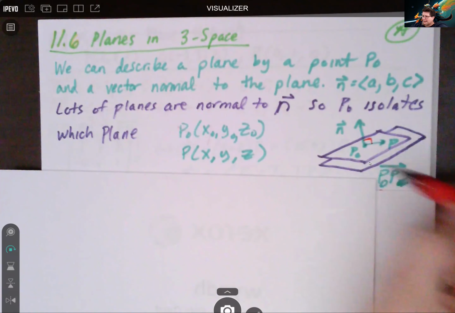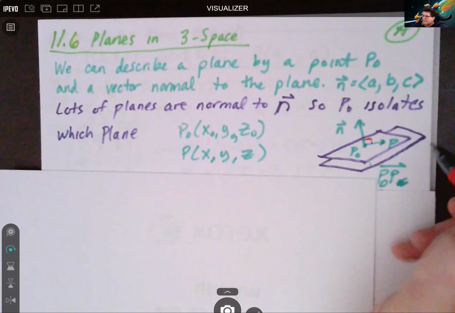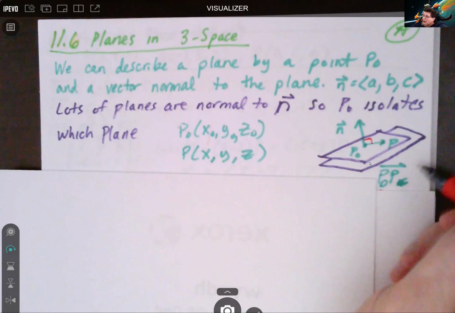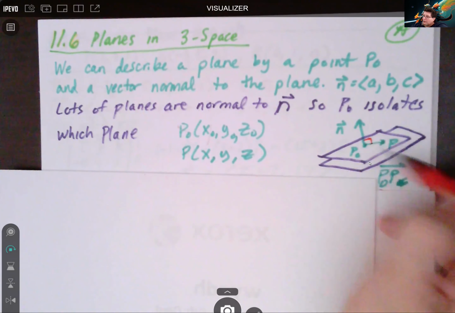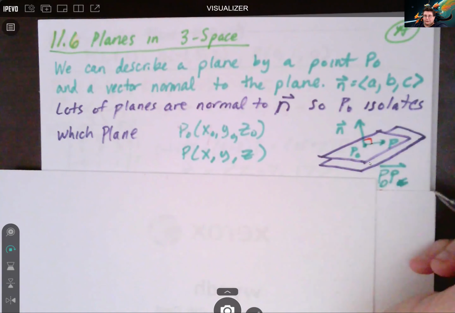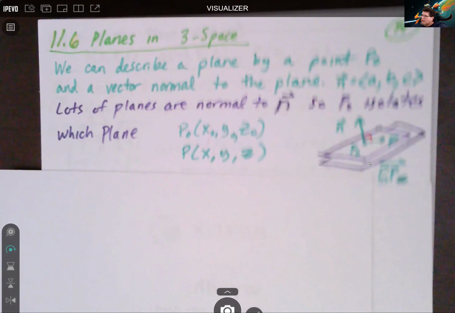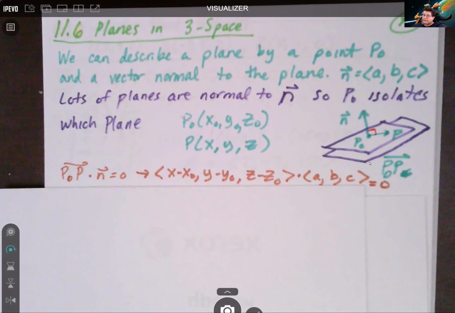Well, if we use P naught with coordinates x naught, y naught, and z naught, and pick some other point P in the plane with x, y, and z, we can see that this relationship has to be true. The vector P naught P and the vector n need to be orthogonal. So how can we confirm P naught P and vector n are orthogonal? We had a nice little handy tool, the dot product. The dot product has to be 0.